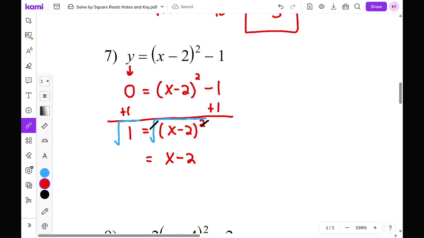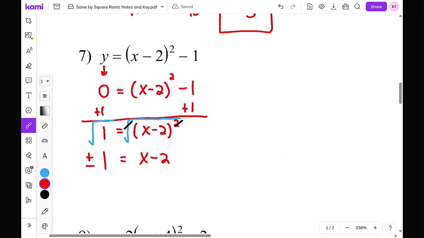Now, I just took a square root, so now I take the square root of 1. The square root of 1 is 1, but just like in the previous questions that we did, when we take a square root, we're going to have to make sure we have a plus and a minus answer. So 1 plus or minus 1 is going to equal x minus 2.